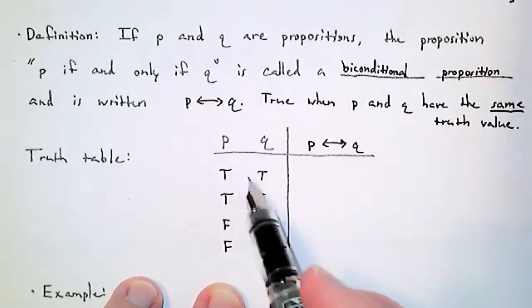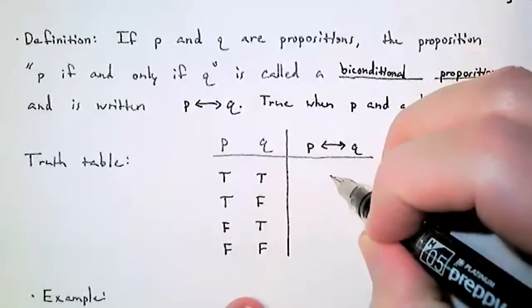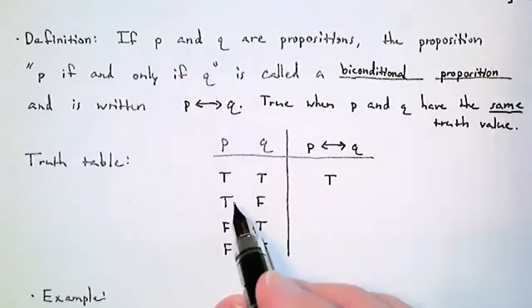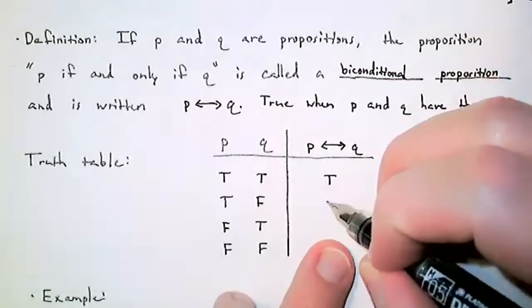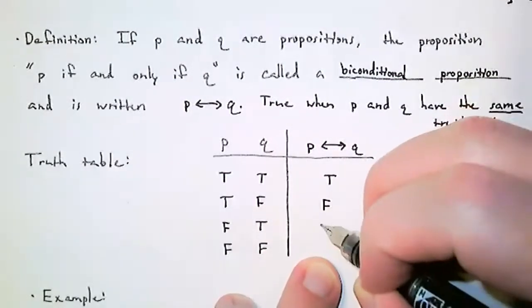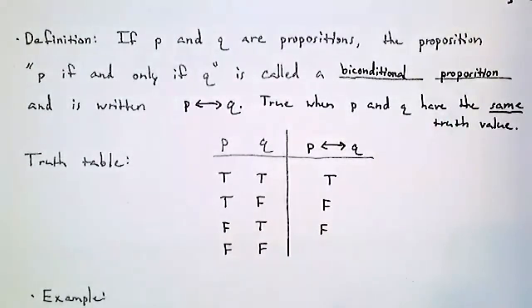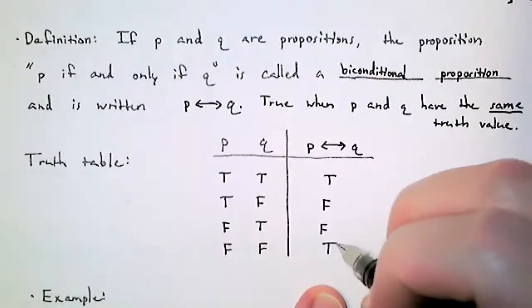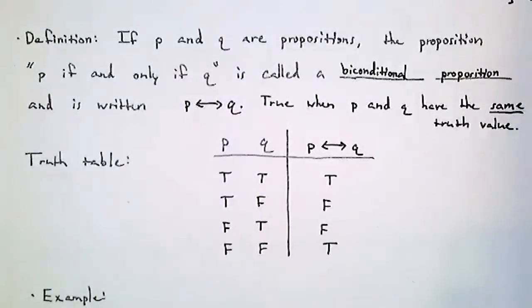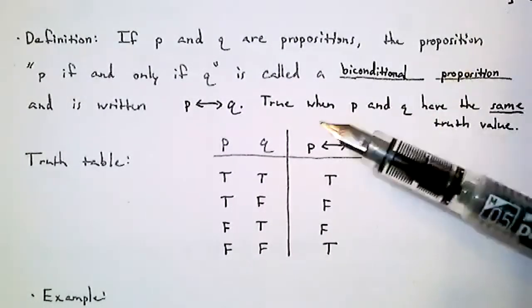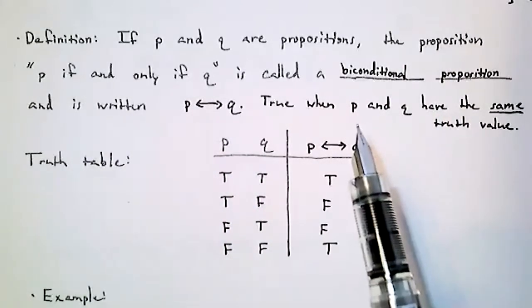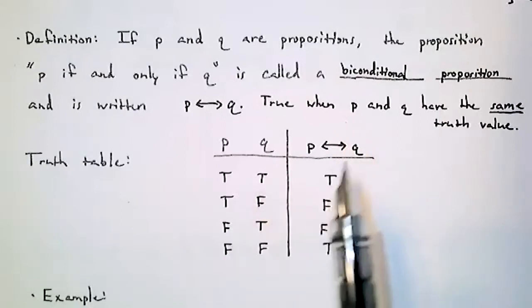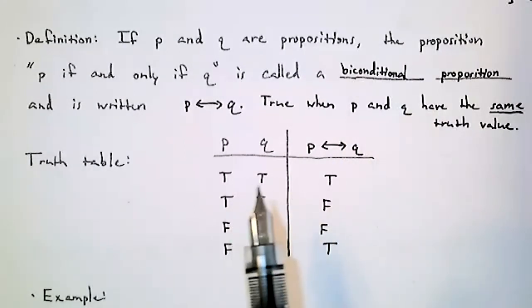So on the first row, they're both true. It's the same truth value. But in the middle two rows, there's a true and a false. So they have different truth values. And on the bottom row, they have the same truth value again. So we get another true. So you might want to think of this if and only if biconditional proposition a little bit like an equal sign. The biconditional is true if they're equal to each other in truth value.